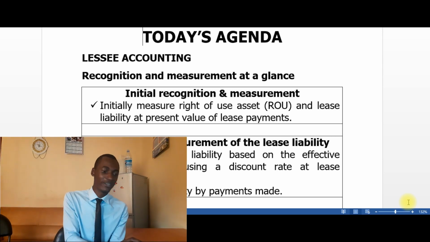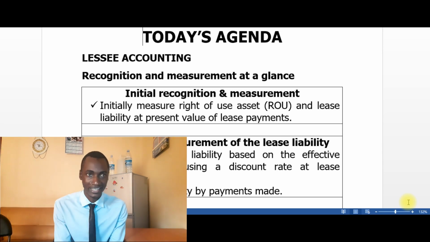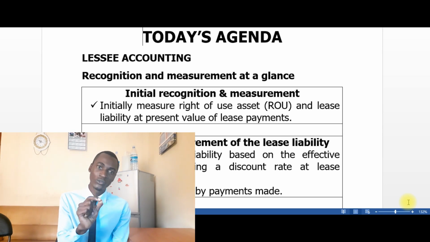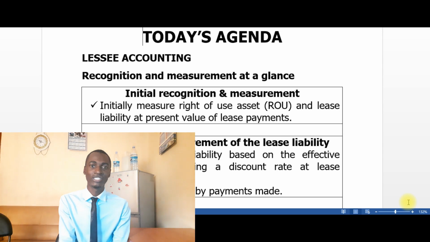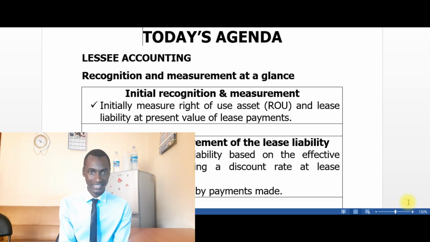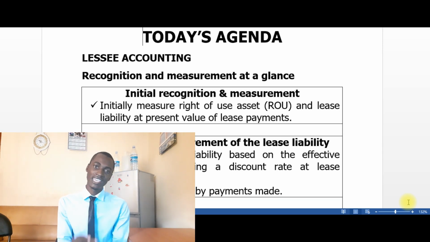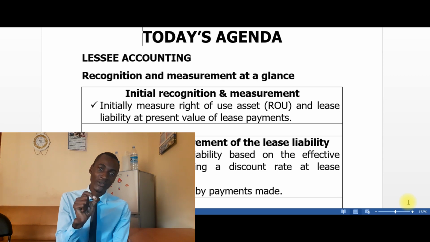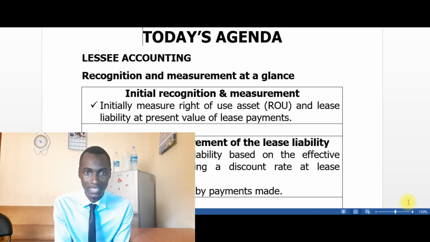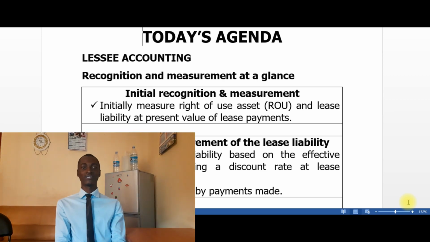Now, according to our agenda today, lessee accounting, recognition and measurement at a glance. We are going to look at the initial recognition and initial measurement. Under IFRS 16 leases, lessee accounting, initially the lessee is required to recognize the right of use asset and recognize the lease liability. These two are initially measured at the present value of the lease payments. That is initial recognition and measurement.